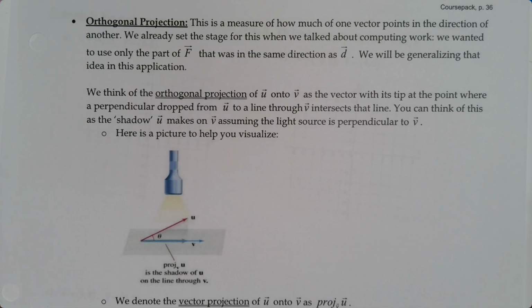So now that we've worked through some basic applications of dot products, we need one more big application before we head out to cross products. And that is the orthogonal projection. It's a measure of how much one vector points in the direction of another.